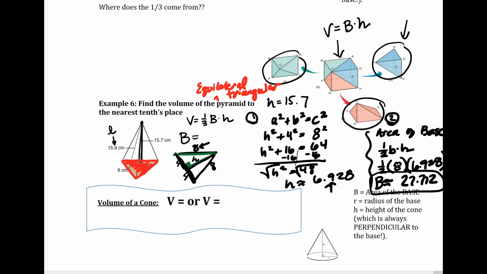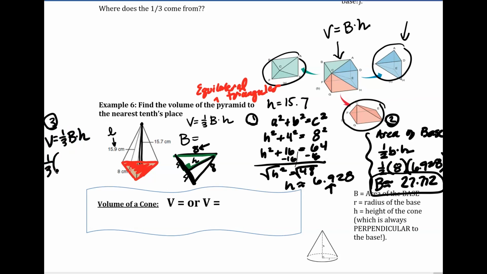And then I'm kind of running out of room here. I'm going to come over here on the left-hand side. Step 3 is going to be to do the volume. So volume equals 1/3 area of the base times the height. So I'm going to do 1/3 times 27.712 times the height, which is 15.7, the height of the pyramid, not the triangular base, but the actual pyramid. And if we multiply that all together, we end up getting about 145 cubic centimeters. Okay.